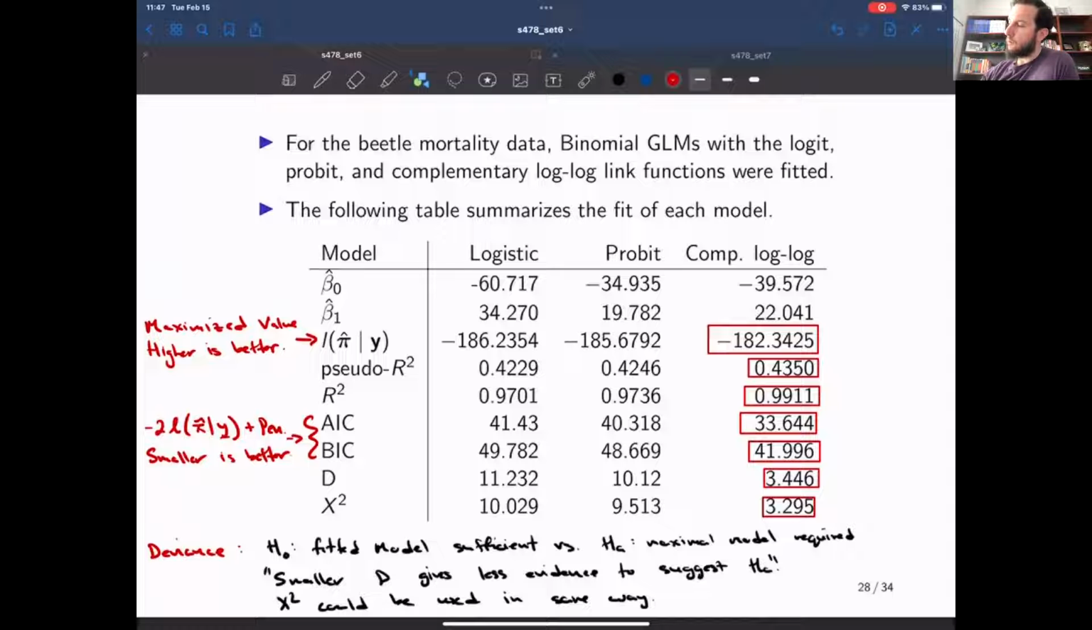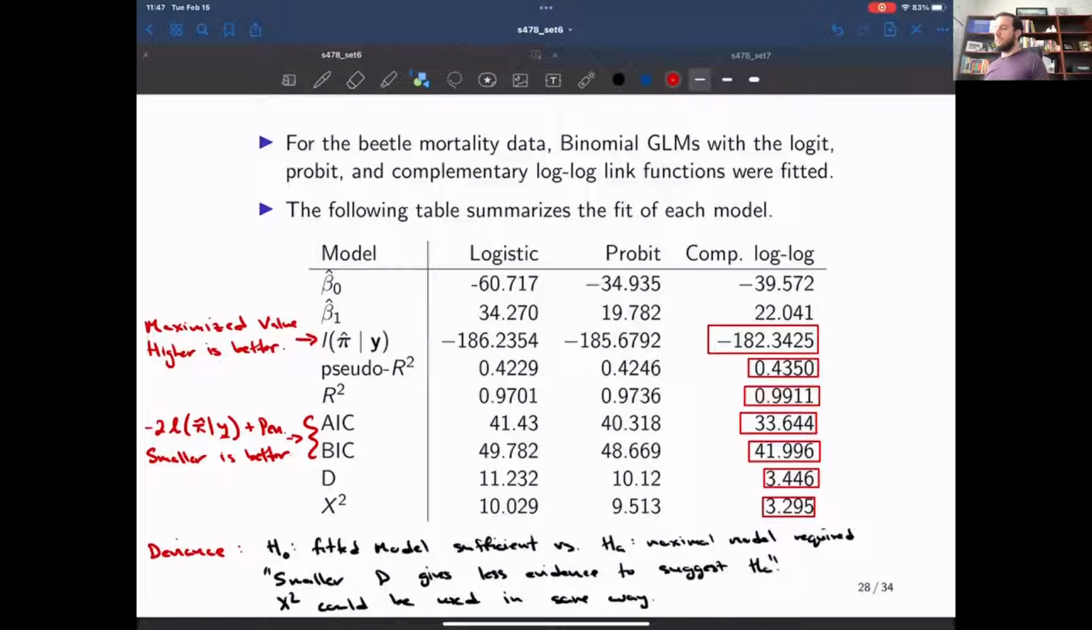And then the pseudo R-squared values, obviously the larger values both correspond to the complementary log-log. The pseudo R-squared is appropriate here, given that these models have the same number of parameters. We did have a note that that value is going to increase as the number of parameters increases. And then the R-squared value, similar idea. So given that the models have the same number of parameters, this is still useful.